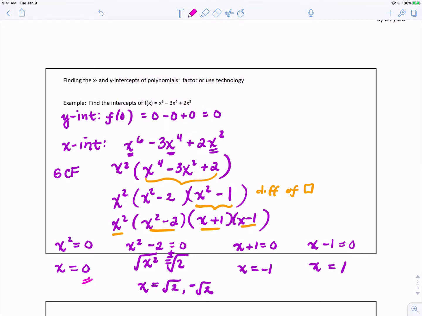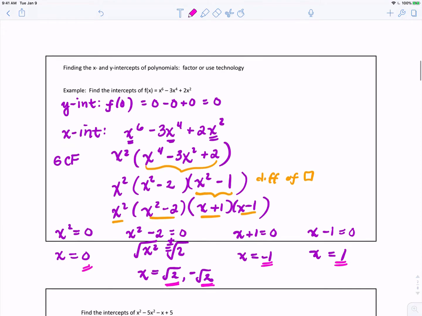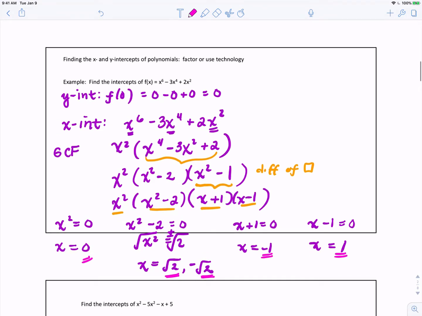We have 1, 2, 3, 4. We found 5 roots, 5 x-intercepts. Now you may wonder, how many are we expecting? Well, if you look at the degree of the leading term, the degree of the leading term tells you the maximum number of roots that you'll find. So at most we would find 6 roots, and we found 5.